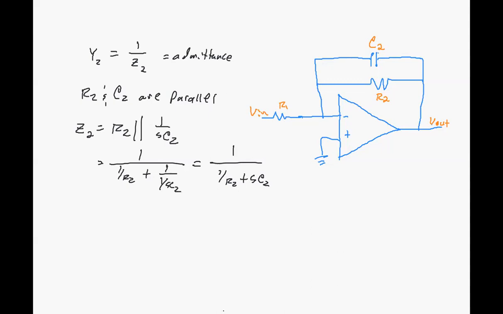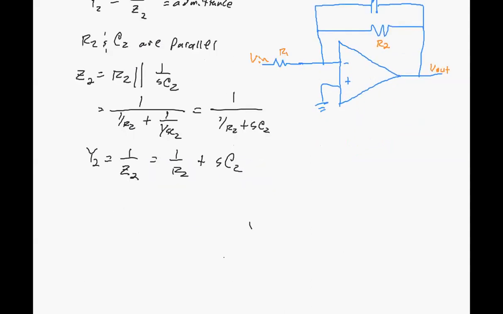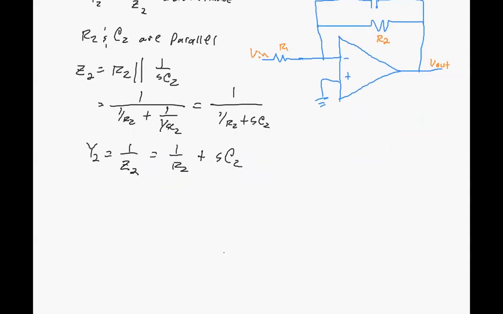But Y2 is equal to the inverse of Z2. And that's just 1 over R2 plus SC2. And that might actually be a lot easier for you to work that way. When we're dealing with admittances in parallel, we can just add them. But I'll talk about that a little bit more in a bit.